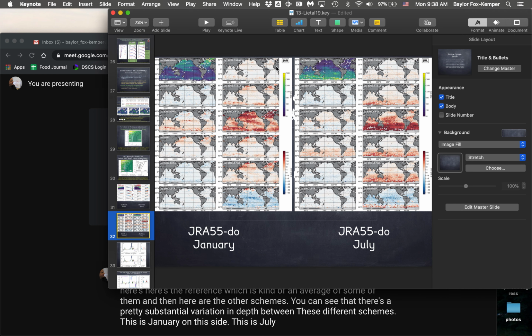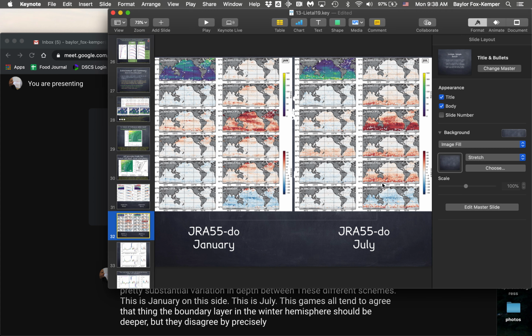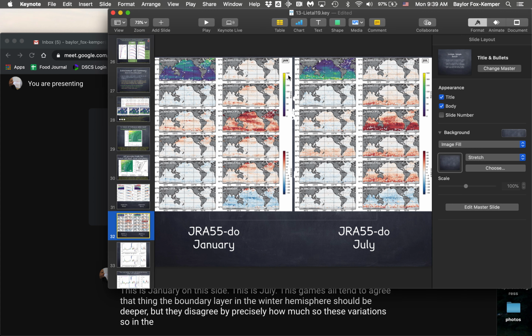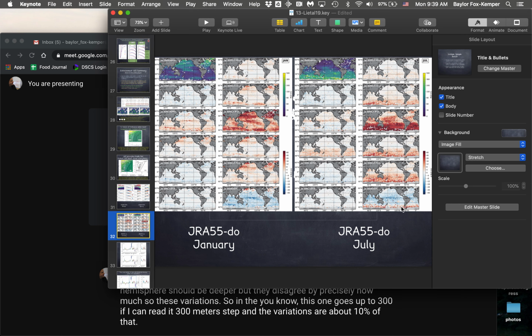The schemes all tend to agree that the boundary layer in the winter hemisphere should be deeper, but they disagree by precisely how much. So these variations, this one goes up to 300, if I can read it, 300 meters depth, and the variations are about 10% of that. This one, similarly, and this side.